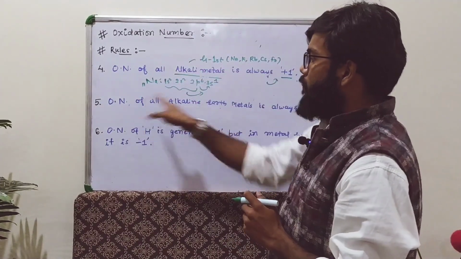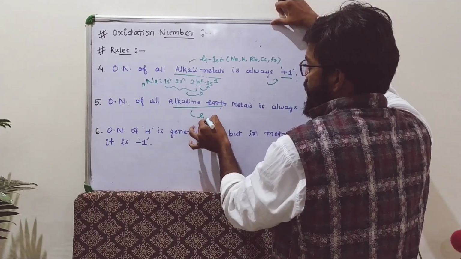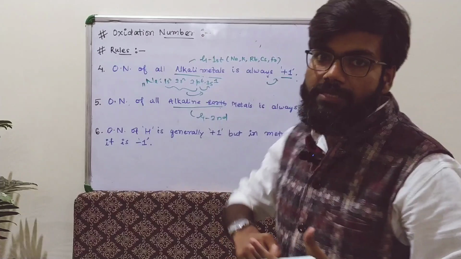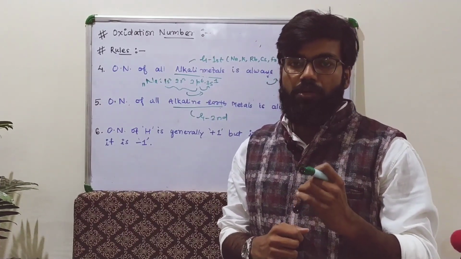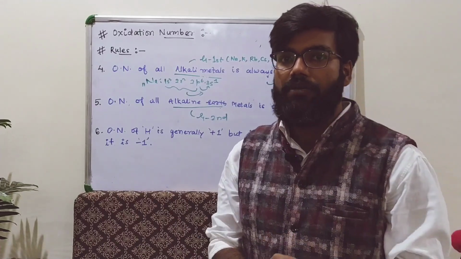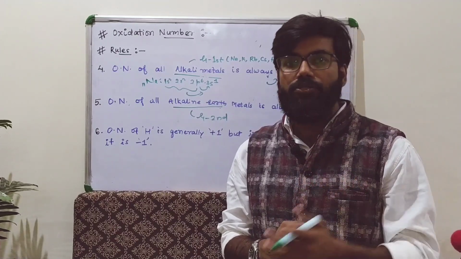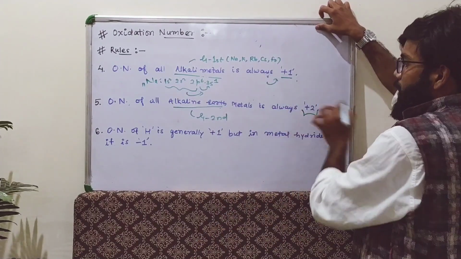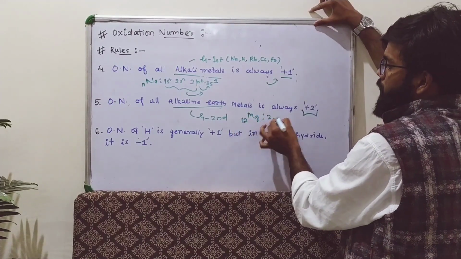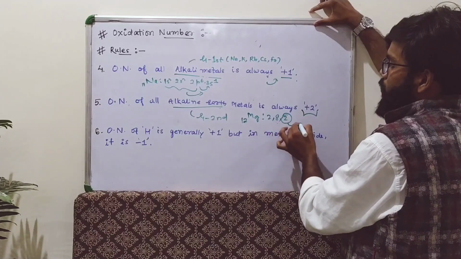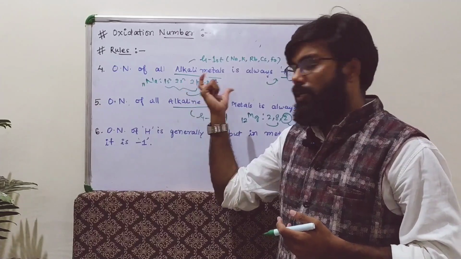Similarly, the oxidation number of all alkaline earth metals is always plus 2, because alkaline earth metals are group second elements. Group second elements means they have 2 electrons in their outermost shell. So to attain noble gas configuration, they lose 2 electrons. When any atom loses 2 electrons, it will have plus 2 charge. That's why plus 2 oxidation state comes. For example, magnesium has atomic number 12, electronic configuration 2, 8, 2, so it loses these 2 electrons to attain noble gas configuration. In terms of s, p, d, f configuration we also get the same thing.